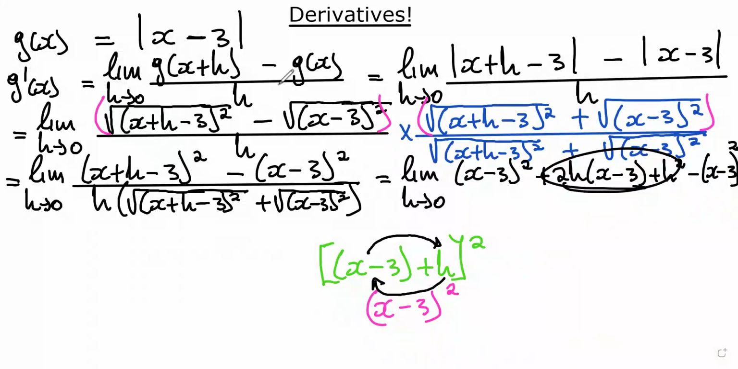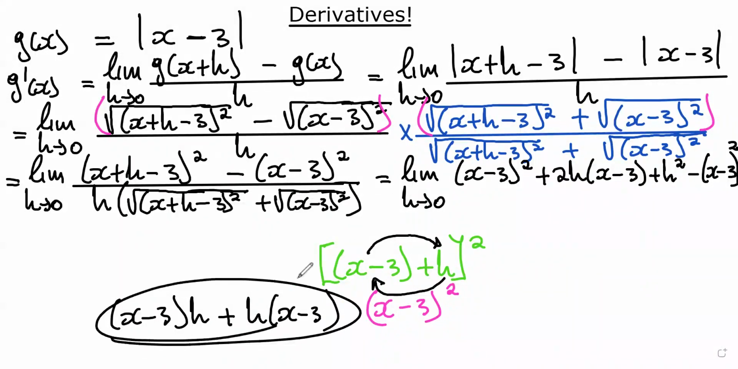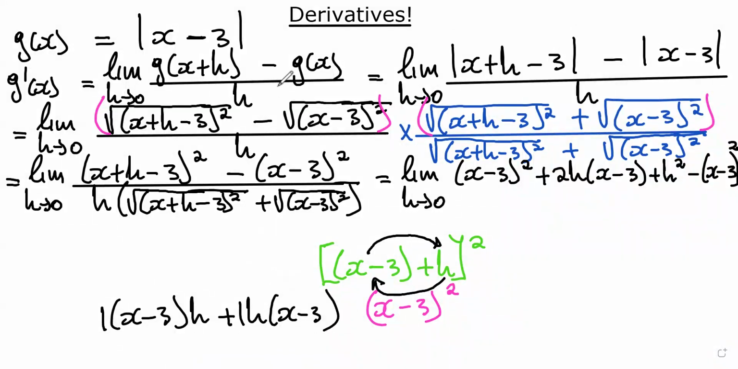Do you see where this one comes from, the middle one? It's because we are going to have x minus 3 times h, and then we have h multiplied by x minus 3. And since they are like terms, it's like we have a 1 here and a 1 there, so we just add them up, we get 2h into x minus 3.